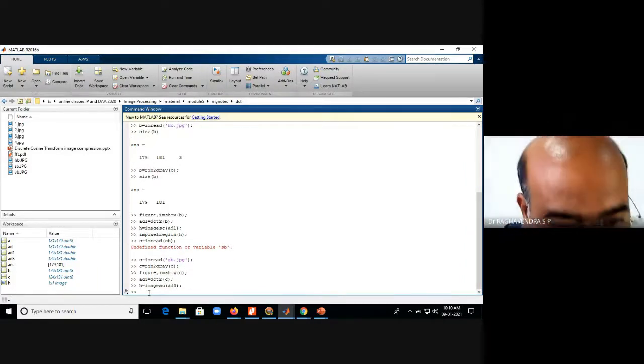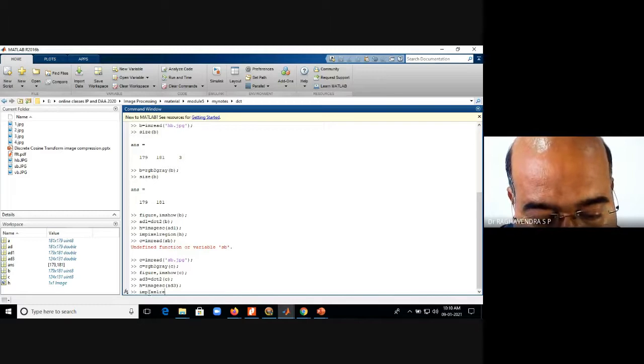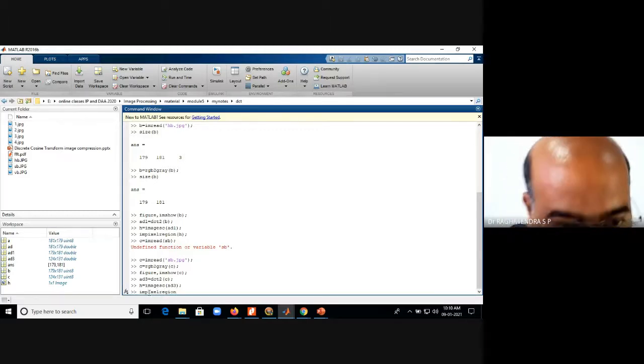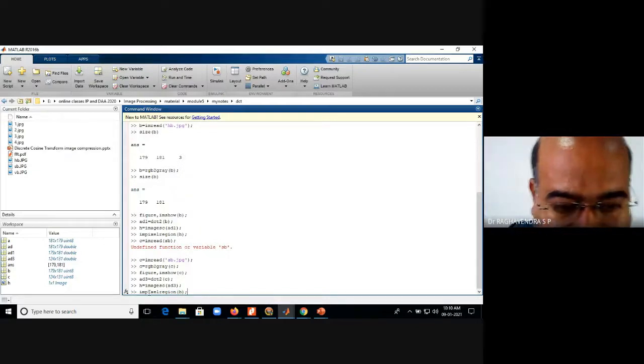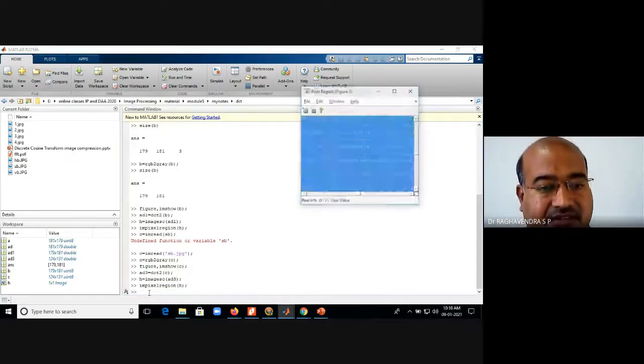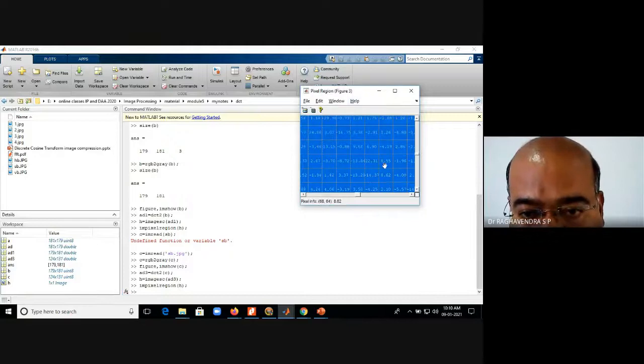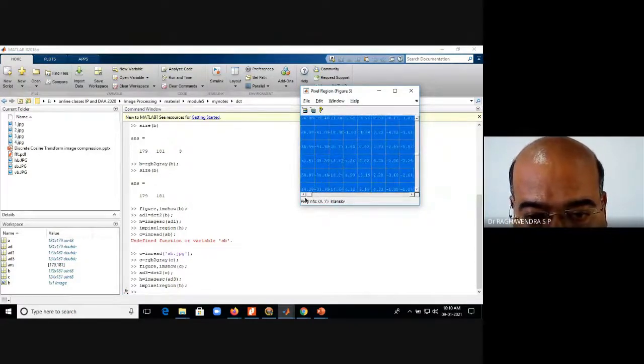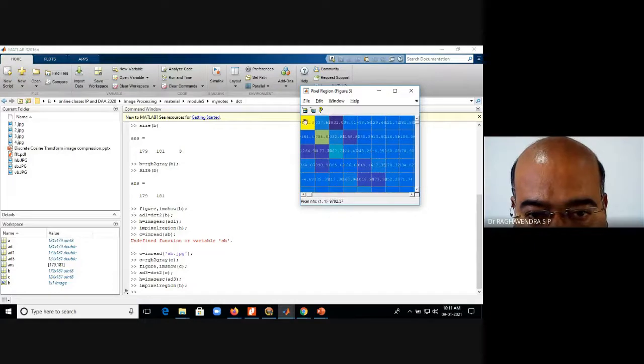Then impixelregion of H. Now we can notice the diagonal coefficients here. Just roll over this to the extreme left and to the extreme up. See here, you can notice the diagonal coefficients here.